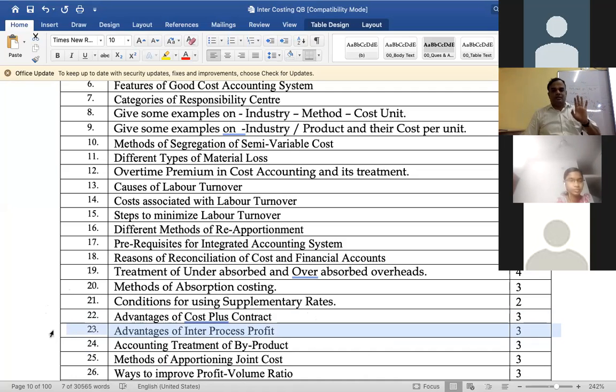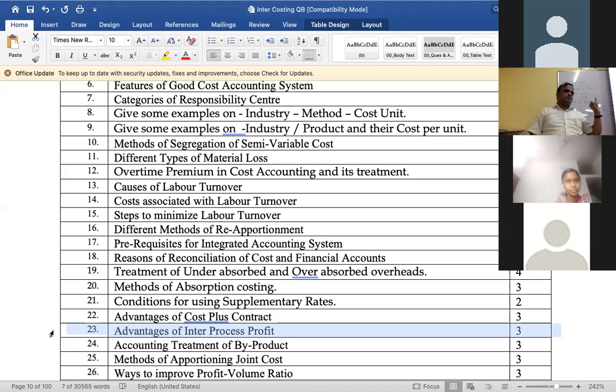Output can be compared with the market price and each process is considered. Very good. Inter-process profit. In general, the output of one process becomes the input for the next. If after adding profit I transfer it, then it is called inter-process profit. Process 1 to process 2, after adding profit, I'm transferring. Then it is called what? Inter-process profit. Comfortable? What is the advantage?